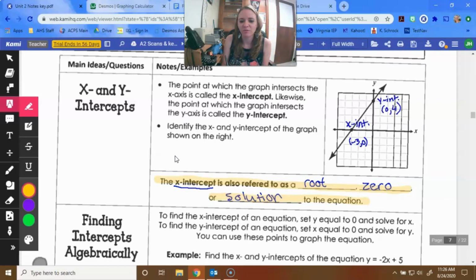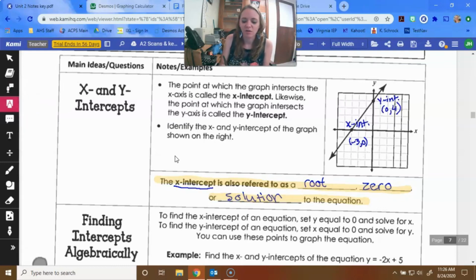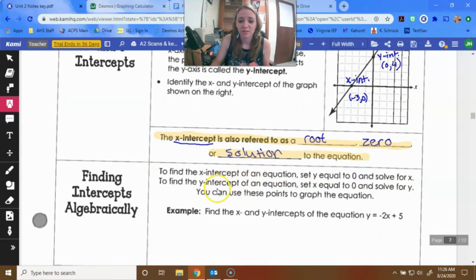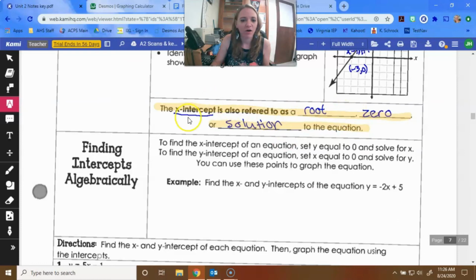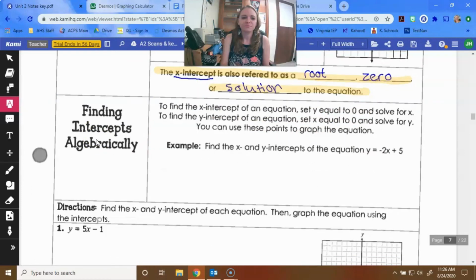If it says find the roots, you're finding the x-intercept. If it says find the zeros, you're finding the x-intercepts. If it says to find the solutions, you're finding the x-intercepts. All four of these words mean this, you're doing the same thing in algebra, okay? So you will see a lot of these on the SOL test. So just know that they all mean the same thing, where the graph will cross the x-axis.